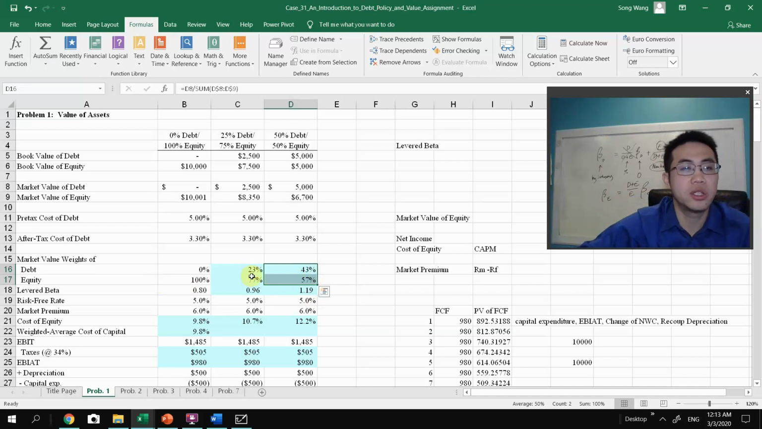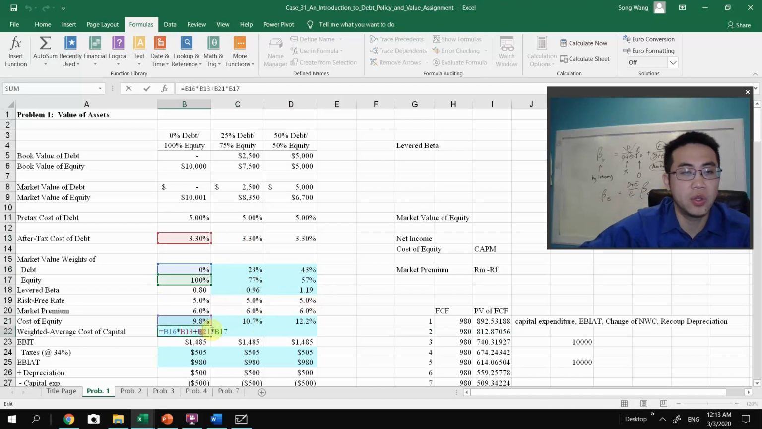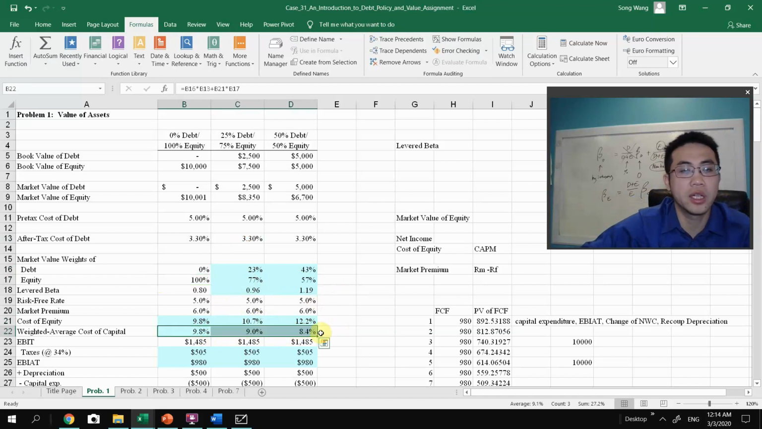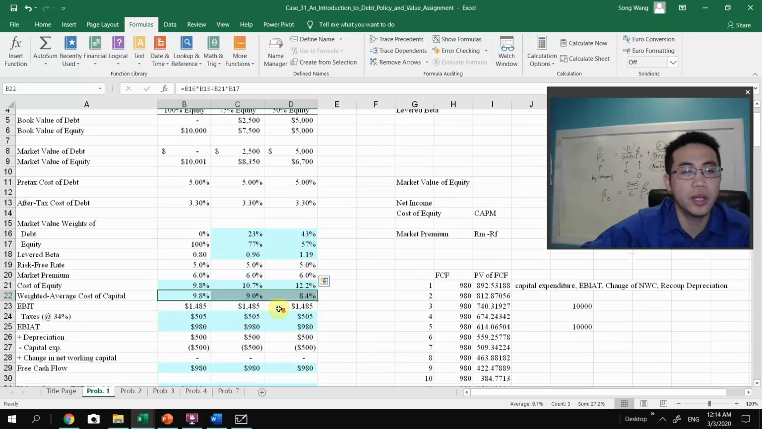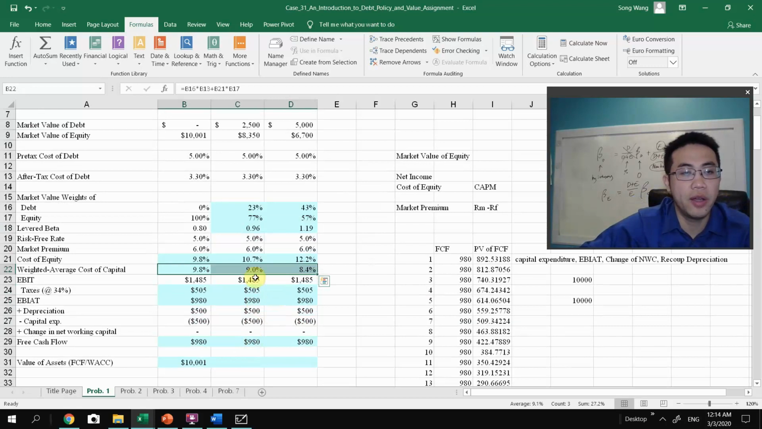Now I got the weights for debt and equity. I got the cost of equity and the cost of debt after tax. So all I need to do is to calculate the WACC, and all I need to do is just simply drag it to the right. All right. So right here you have the WACC under different debt structure.